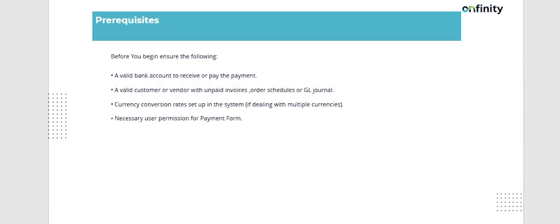Currency conversion rates. If your organization deals with multiple currencies, ensure that the currency conversion rates are entered in the system. This will allow smooth processing of multicurrency payments. User permissions. The user role should have the necessary access rights for the payment form. Ensure that the role assigned includes permission to use the payment batch scheduling functionality.